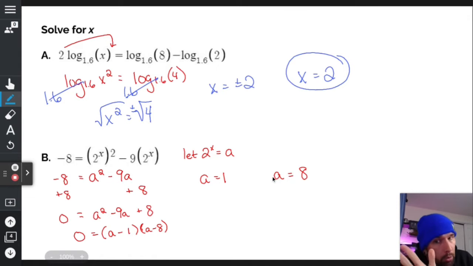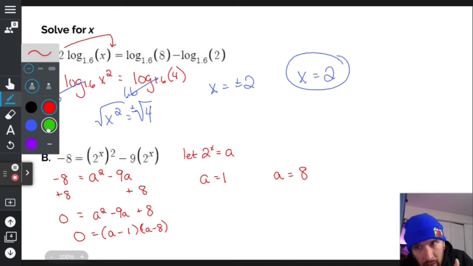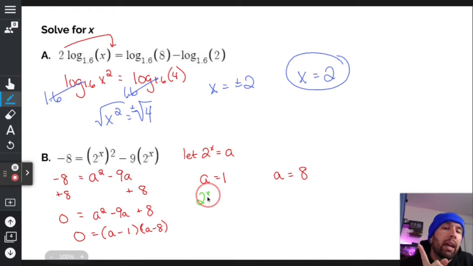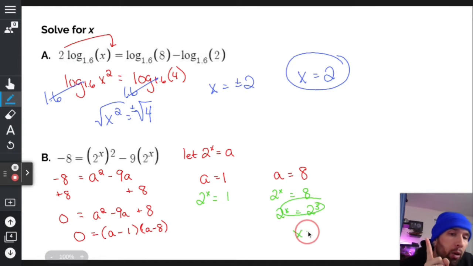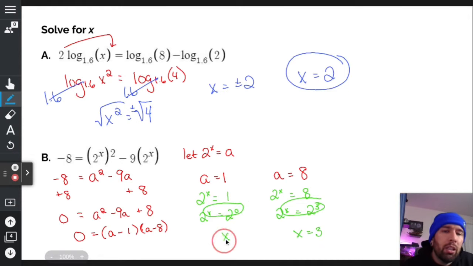Now, remember, I let 2 to the x equal a, which means 2 to the x equals 1. Okay? Well, how can I write out 1? Because I know if I do 2 to the x equals 8, I can do 2 to the x equals 2 to the third, and x can equal 3. But how can I do that with the other one? Oh, I know what I can do. 2 to the x is going to equal 2 to the 0th power. So if I do 0, I have x equals 0.